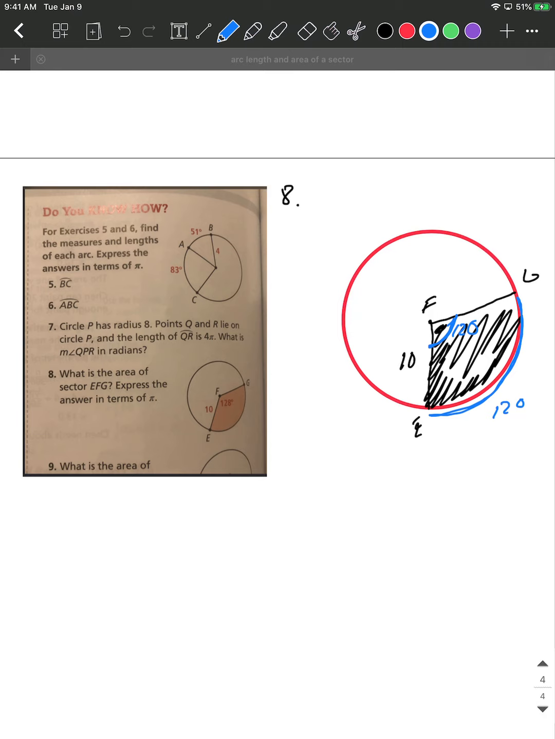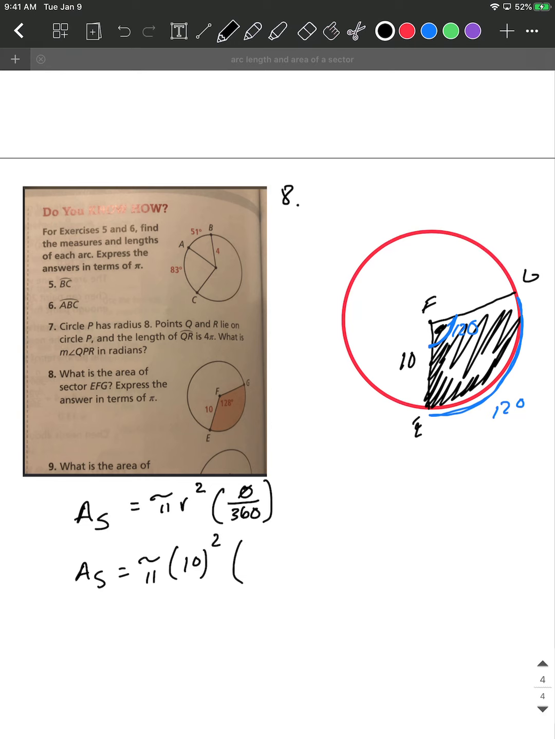Since they give it to us in degrees, I'd rather use the degrees formula just because it'd be simpler for us, using it in the same units. So we say the area of the sector is equal to pi r squared, which is the circle formula, and then theta over 360. This will help us calculate the actual sector we're looking for. Then we place the information that we know. Pi stays there, the 10 is squared, and then from here we get 120 over 360. So then we know that the area is equal to 100 pi.